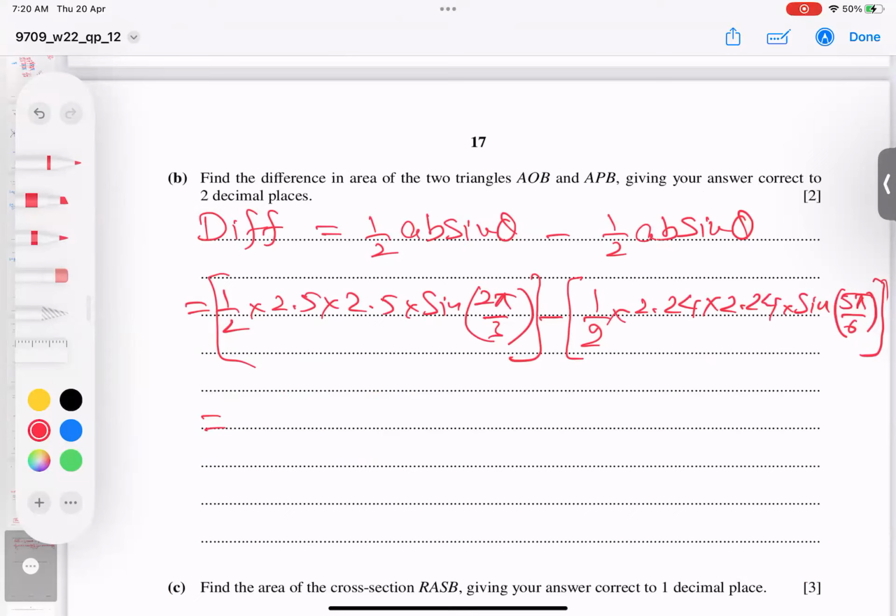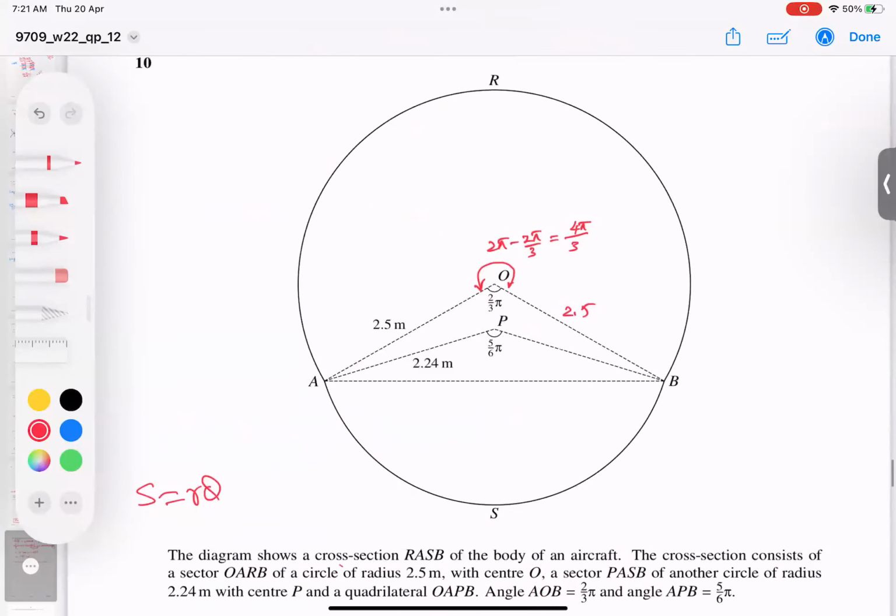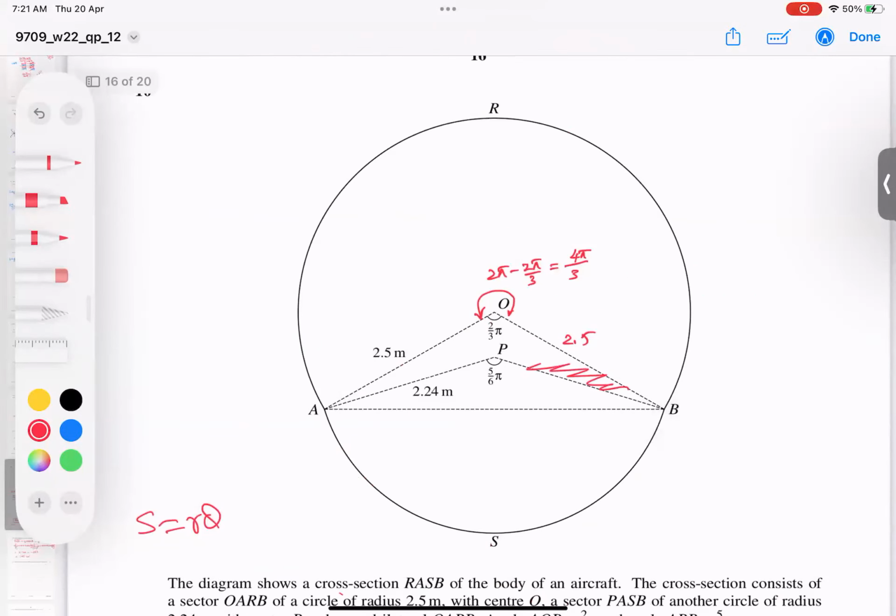And if I check it, the first answer I'm getting, anyway, the first is 2.706, the second is 1.254. And the final answer I'm getting is 1.45 centimeters square. I hope this white area, I got it. Alhamdulillah.